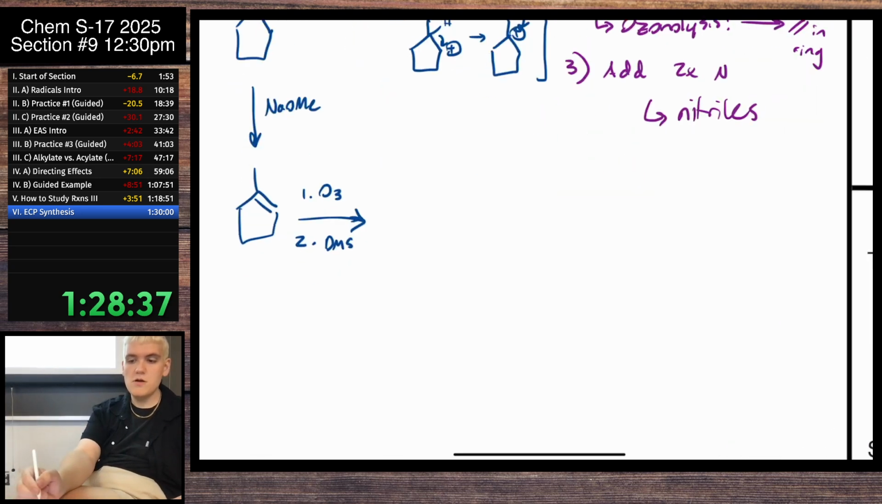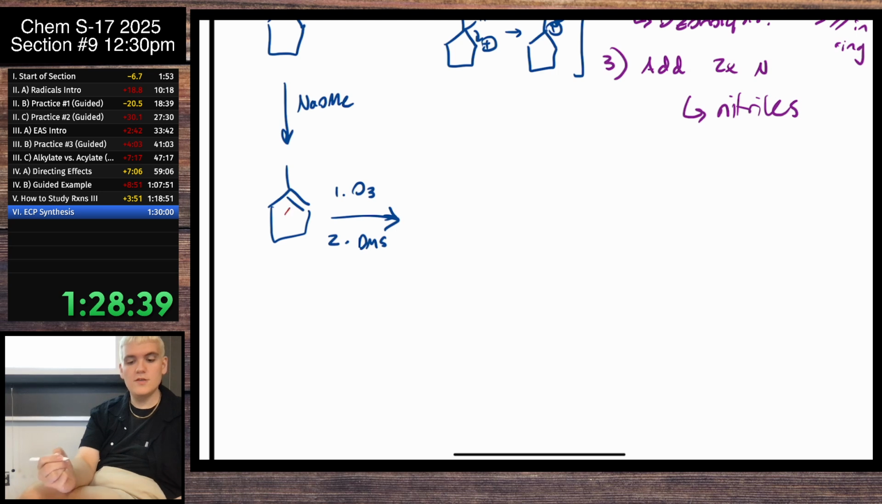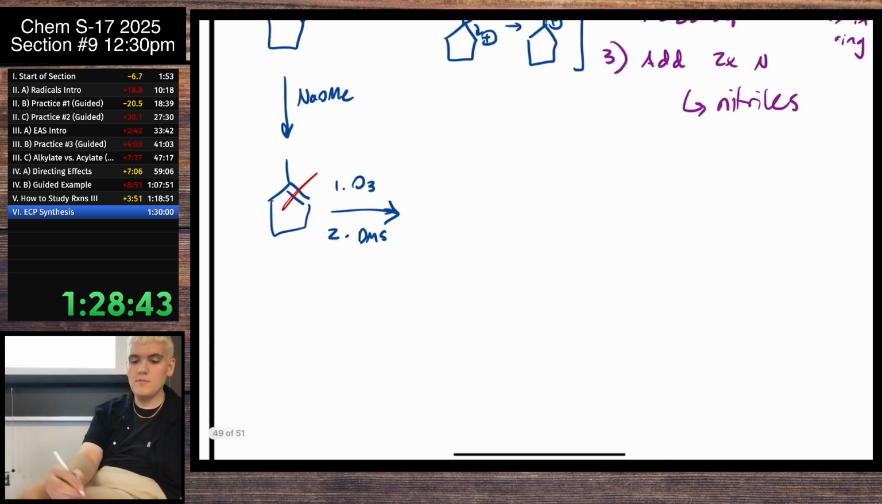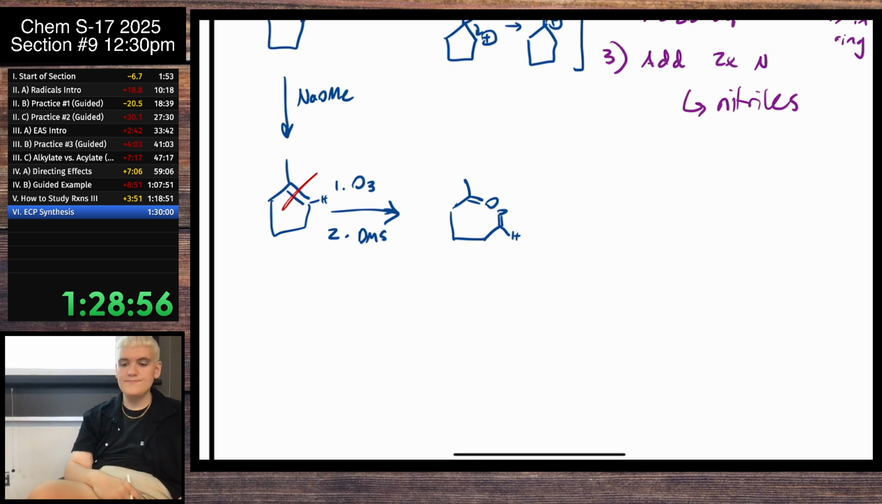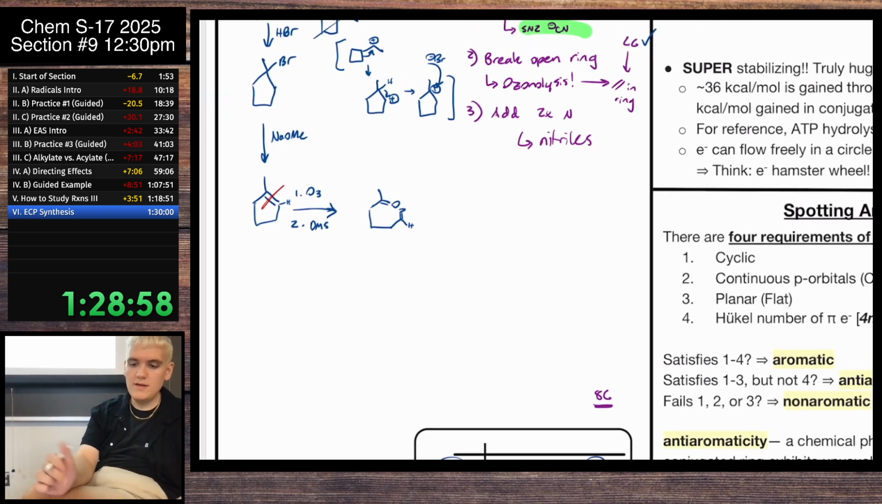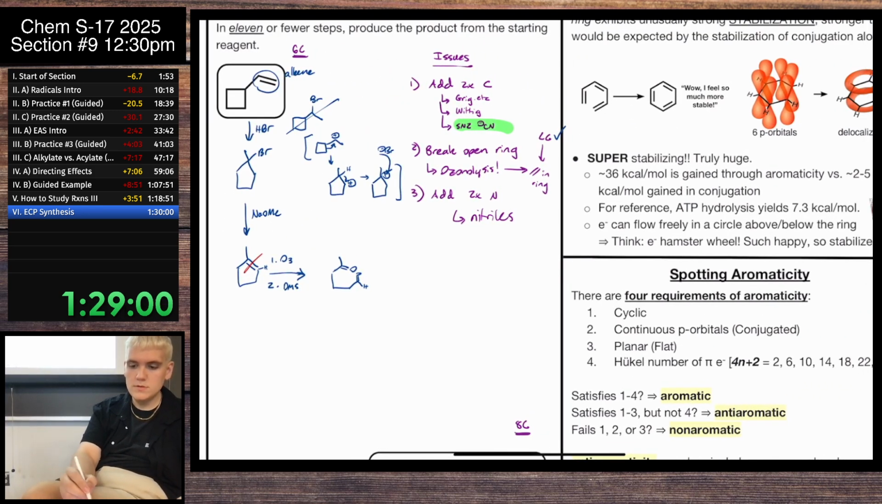So now, let's draw what our products are going to be. So remember, for ozonolysis, we cut down the double bond, and on either of the carbons that we had before, we make sure that there are carbonyls. So initially in our alkene, we had a hydrogen there. So this is an aldehyde with a hydrogen on the end. Okay, so now we've accomplished our second goal. We have broken open the ring.